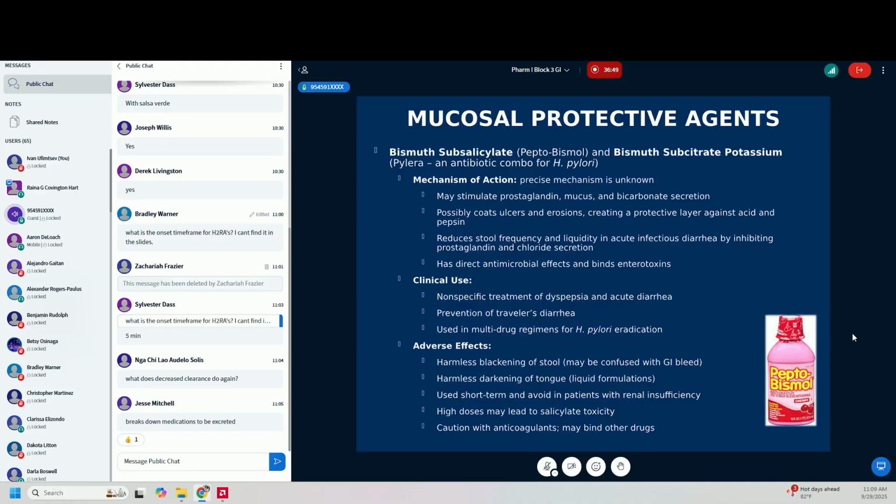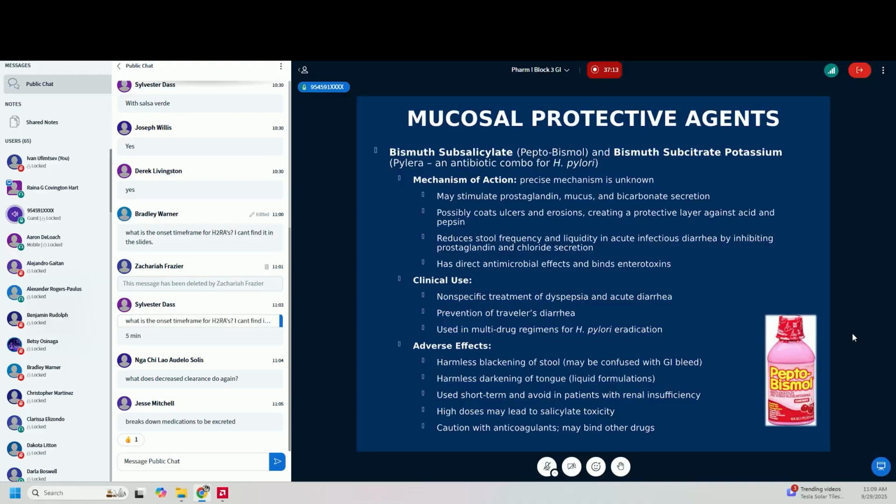Looking at our bismuth subsalicylate. So this is our Pepto-Bismol. This is a medication that we can potentially use in our patients who have H. pylori, which is where we've seen it before. But there are different formulations of this, so just be aware of that.